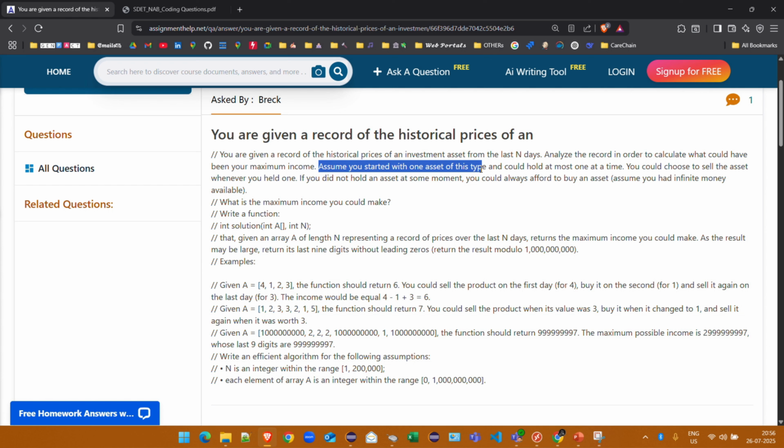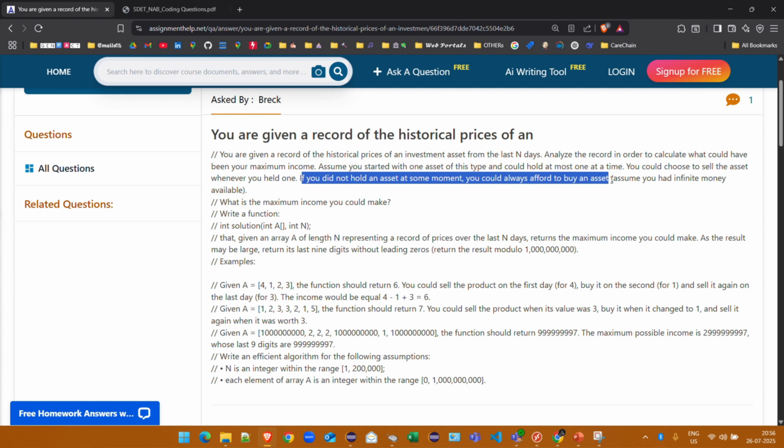That means whatever n days of data would be given at the initial stage, you can consider that you had one asset of the type and could hold at most one asset. So you can hold or buy only one asset, you can sell it and you can again buy it to maximize your profit. Okay, so you could choose to sell the asset whenever you held one. If you did not hold an asset at some moment, you could always afford to buy an asset, assuming that whatever the value of that asset is, you have infinite money, you can buy it.